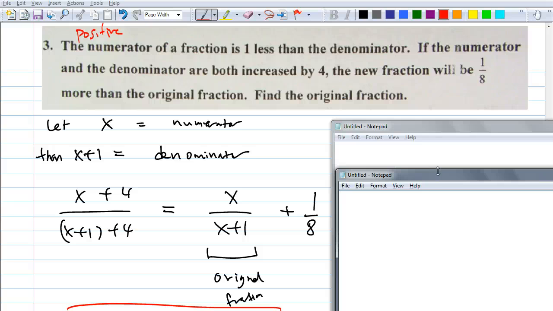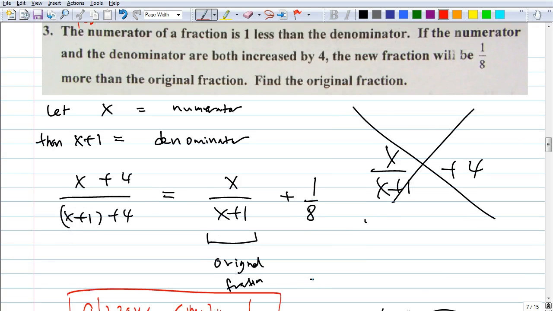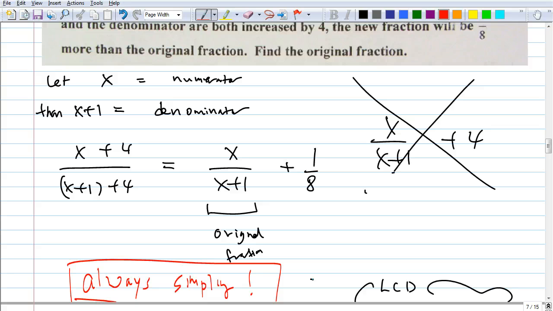Now, guys, listen. Is it okay to figure out our LCD at this point? Remember what I said. Or should we do something before we figure out our LCD? Factor? There's nothing to factor. Always simplify. Thank you. Always simplify. What do I mean by this? Do we know what x plus 1 plus 4 is? It is x plus 5.